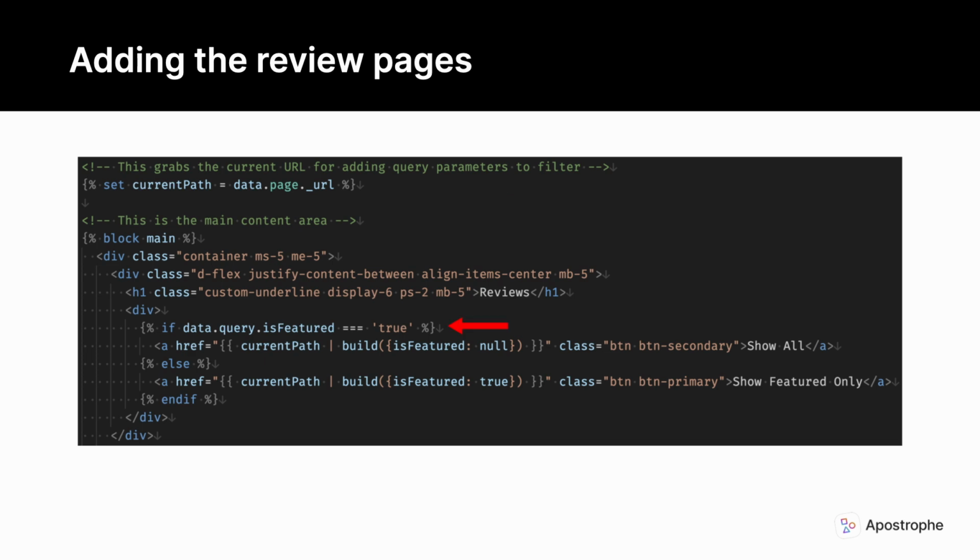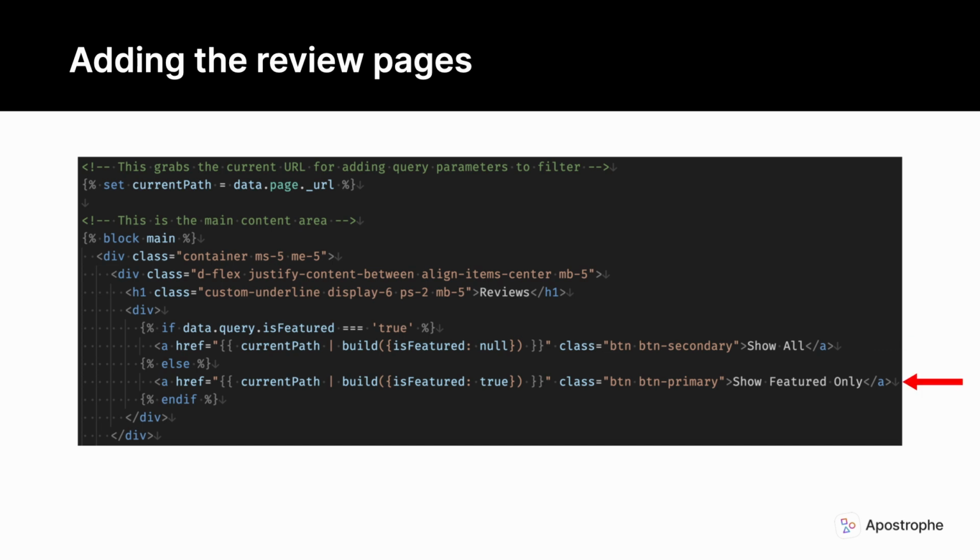data.page._URL. We can use another property of the data object, data.query, in our conditional logic to determine if there is a query parameter of isFeatured equals true. If so, a show all button is displayed with secondary Bootstrap styling. The URL for the button is dynamically generated by passing the current path variable that we set at the top to the apostrophe template filter build using a pipe. This will remove the isFeatured query parameter by setting it to null.